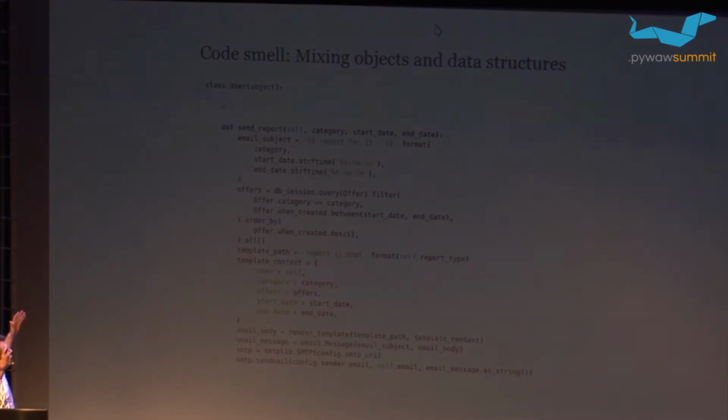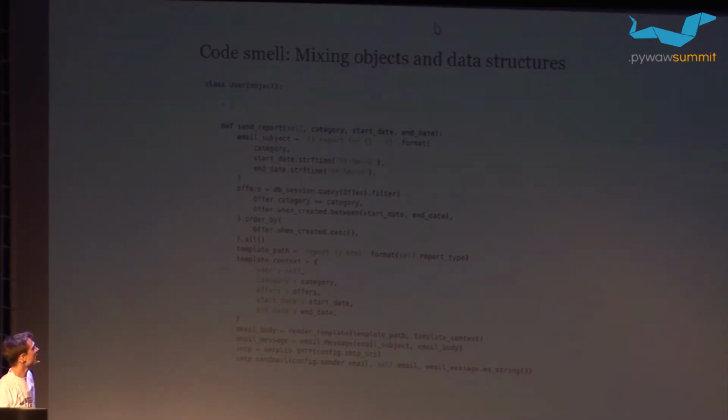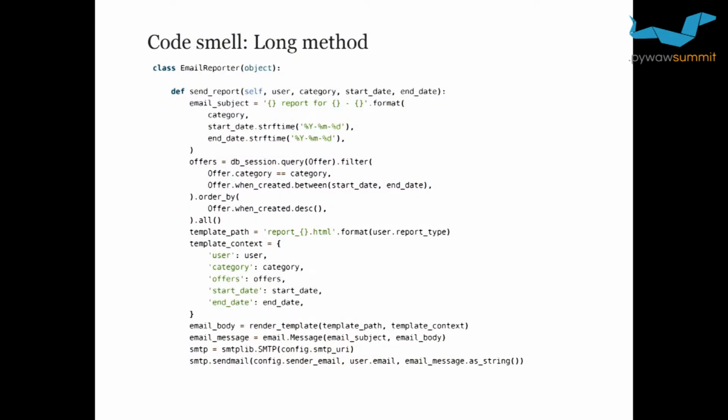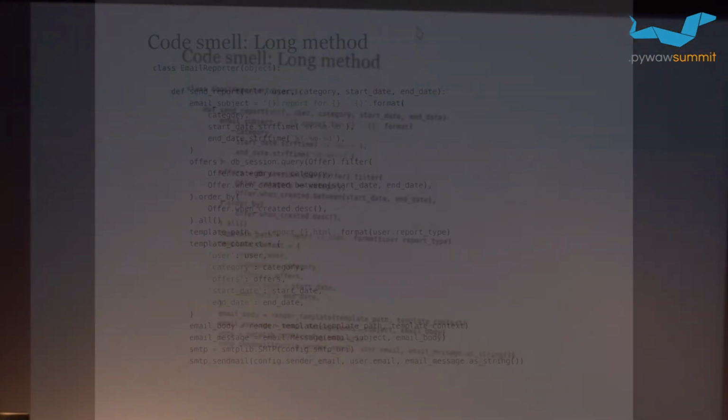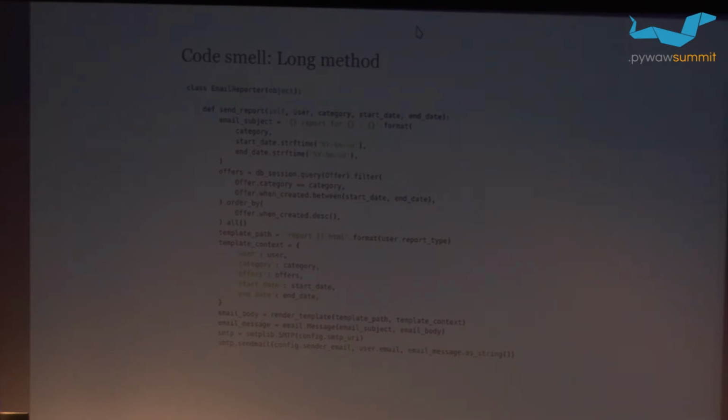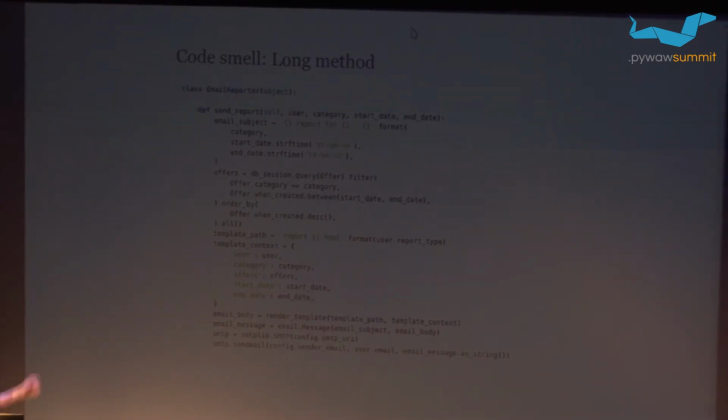Because should user be responsible for sending reports? Probably not. He should be just a data structure. It should be an object that stores some data about the user, like username, password, first name, last name. It just should store the attributes. And the action of sending reports should be extracted to a separate object, which is responsible just for sending reports, and it accepts the user as an argument.